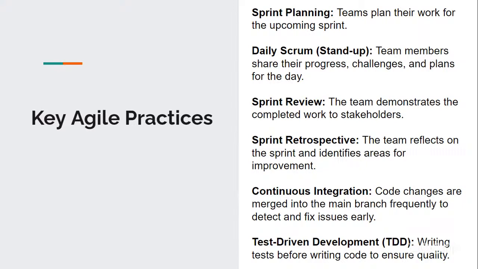Sprint retrospective. The team reflects on the sprint, that is, reflects on the work done and identifies areas for improvement. Continuous integration, that is, code changes are merged into the main branch frequently to detect and fix issues. Test-driven development, that is, writing tests before writing code to ensure quality.